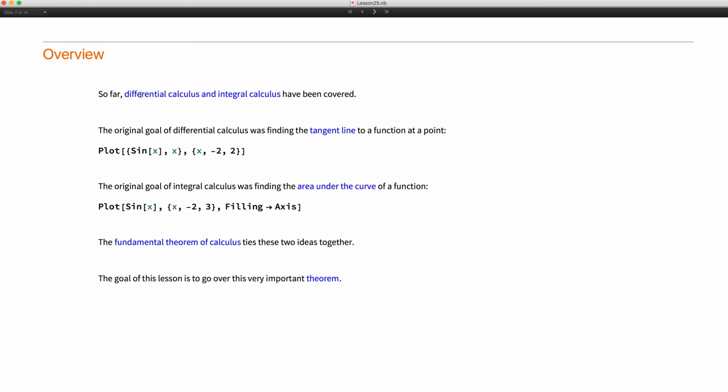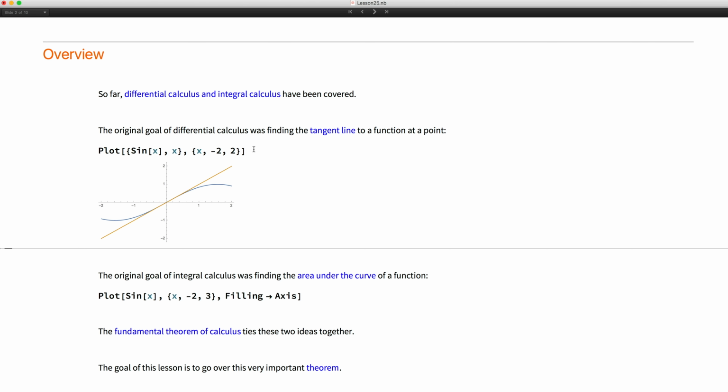So far in this course, we've talked about differential calculus and a bit of integral calculus. Now, originally, differential calculus arose in the problem of finding the tangent line to a curve, like you see over here, the sine curve, and you want the tangent line at a point, and that's what differential calculus tries to do. It tries to find the slope of that line at a point.